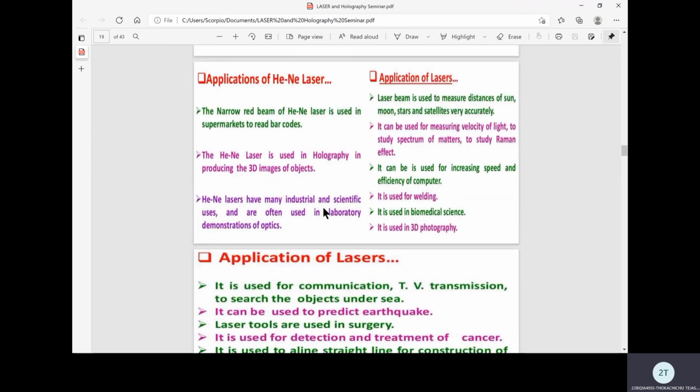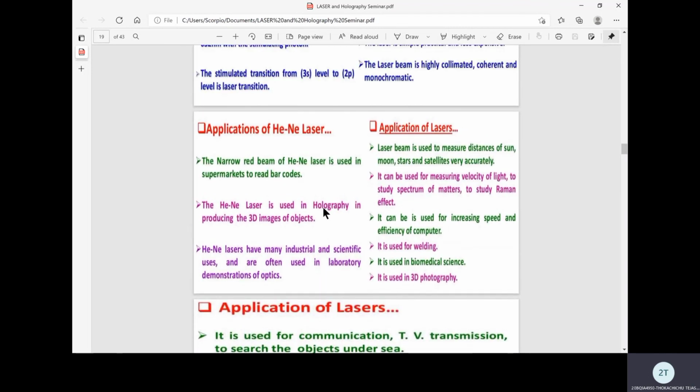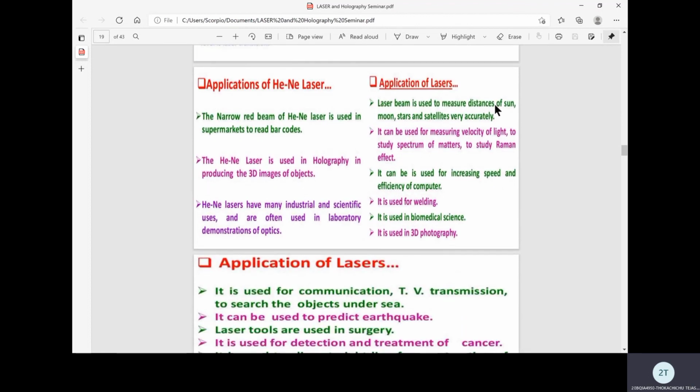Since we discussed these two major experiments, that is the Ruby laser experiment and the helium neon laser experiment, let's see the common applications of lasers. The laser beam is used to measure the distance of the sun, moon, stars, and satellites very accurately. That is, lasers play a key role in the advancement of the major field called astrophysics. It can be used for measuring the velocity of light, to study the spectrum of matter, and to study the Raman effect.